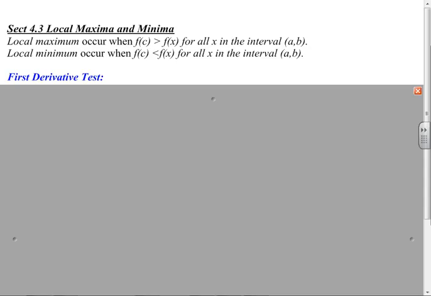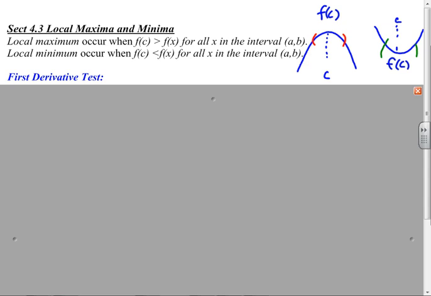Now, local maxes occur when, here's c, here's f of c, and in the neighborhood near c, f of c is bigger than all the other values. It's a bigger value. What if you're talking about a minimum? What's true about your f of c here? It's smaller than all the other elements in the neighborhood. Okay, Grant, do you remember the first derivative test?